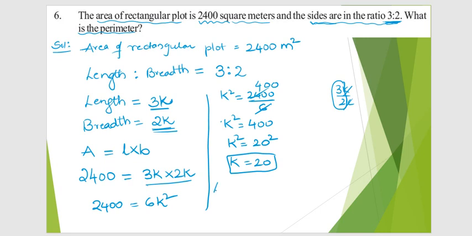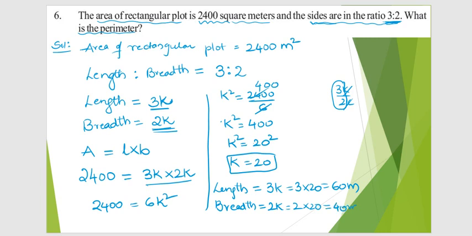If k is equal to 20, then what is the length? Length is equal to 3k, no? 3k means 3 into 20, which is nothing but 60 meters. The same way, we can find out the breadth, no? Breadth is equal to 2k, which is 2 into 20, which gives me 40 meters. So is this the thing that he asked to find?